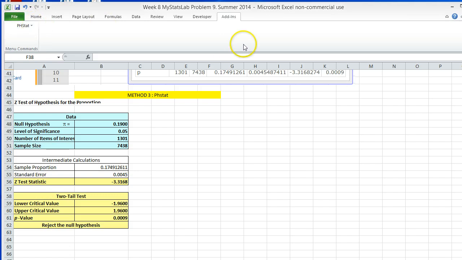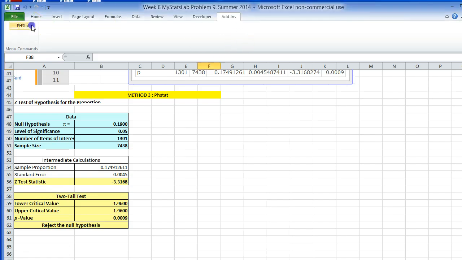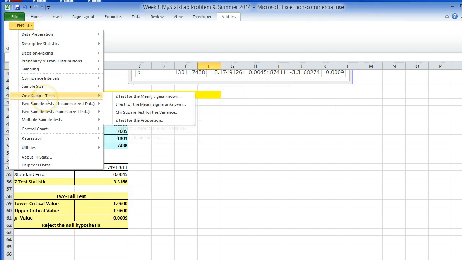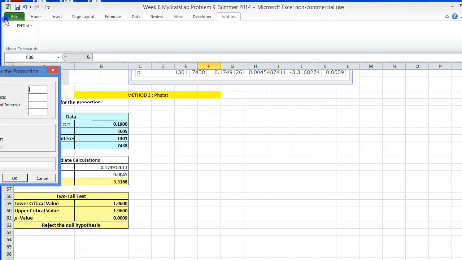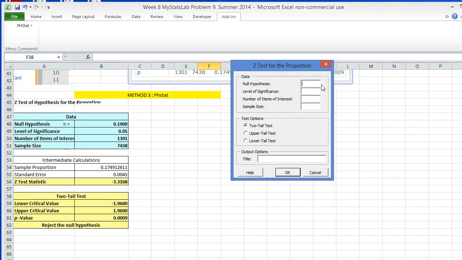So you have PHStat downloaded on your machine, you hit PHStat, you want to do a 1 sample test, and it's going to be a z-test for the proportion. You're going to hit on that and it populates this input window. The null hypothesis pivots around 0.19. The level of significance, we're going to use 95%. The number of items of interest, number of successes, was 1301. Our sample size was 7438.